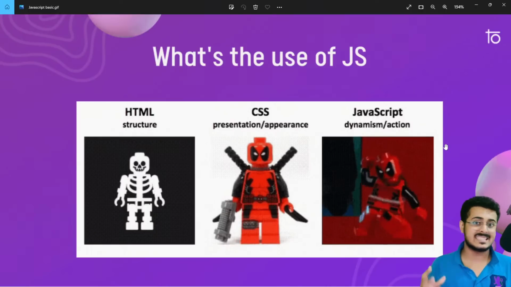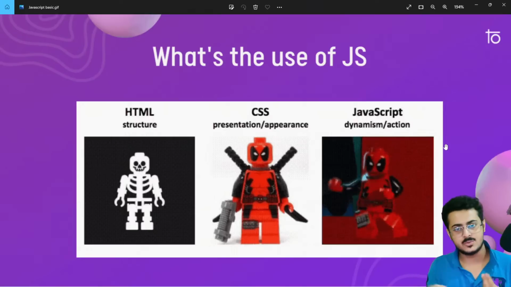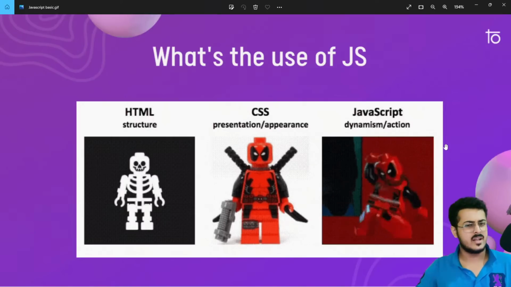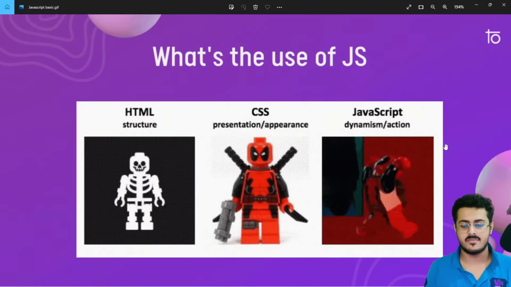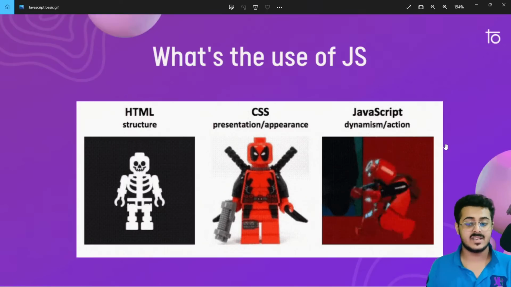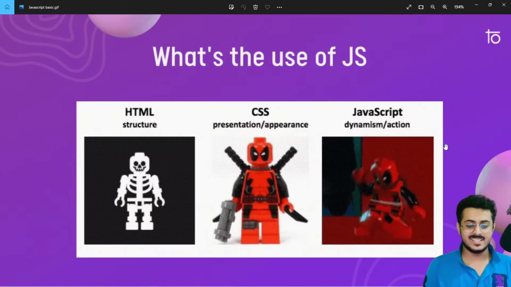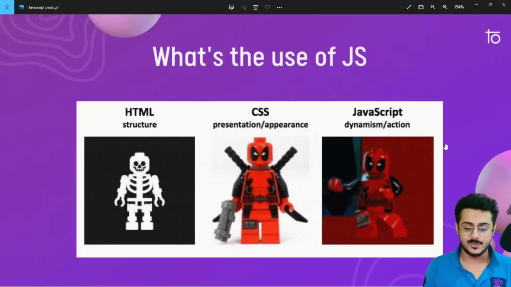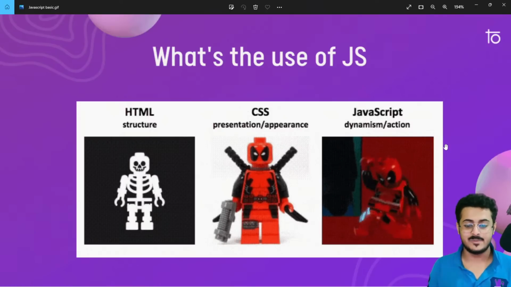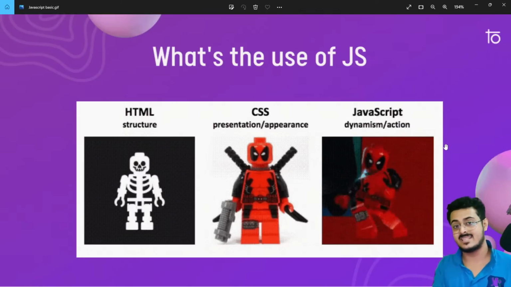The CSS is basically used to handle the images, the color, the text, and all those kinds of stuff. And that is where HTML, CSS, and JavaScript create their demarcation. So we created this awesome example using Deadpool animation to make you guys understand the importance of HTML, CSS, and JavaScript.